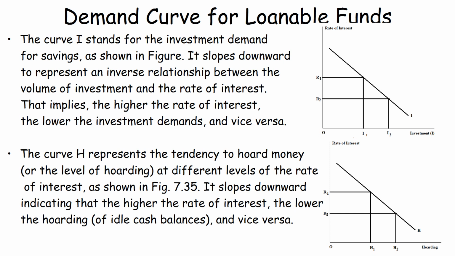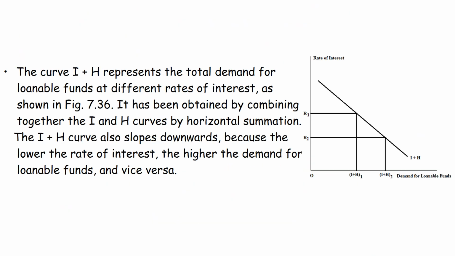In the second diagram, the curve H represents the tendency to hoard money, or the level of hoarding at different levels of the rate of interest. It slopes downward, indicating that the higher the rate of interest, the lower the hoarding or idle cash balances, and vice versa. The curve I plus H represents the total demand for loanable funds at different rates of interest. It has been obtained by combining the I and H curves by horizontal summation. The I plus H curve also slopes downwards because the lower the rate of interest, the higher the demand for loanable funds, and vice versa.